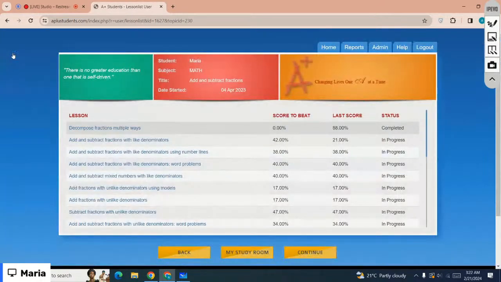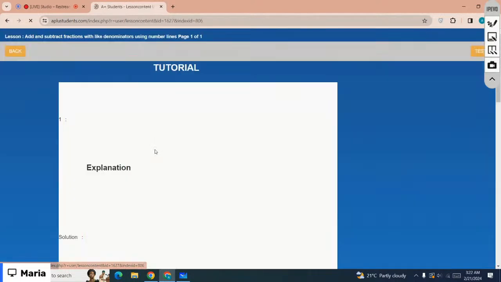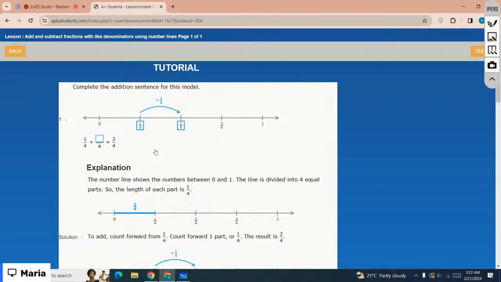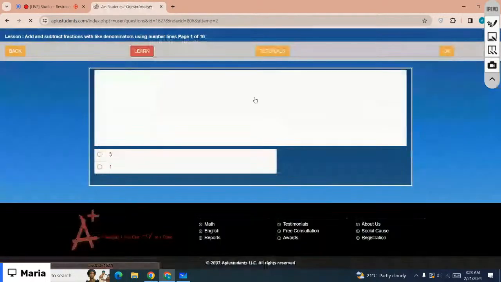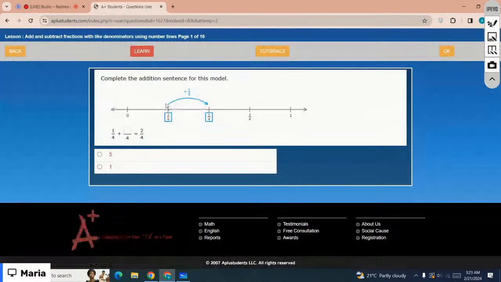Okay, the next one is add and subtract with like denominators using number lines. So let's just see how we add using number lines. Okay, let's start with the first example. So basically you have to find the missing number. They are very, very easy. Let's understand the first one. Everything is given on the number line. You have to just understand this number line, right?